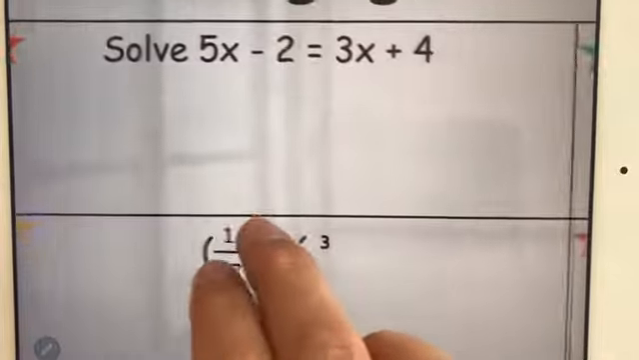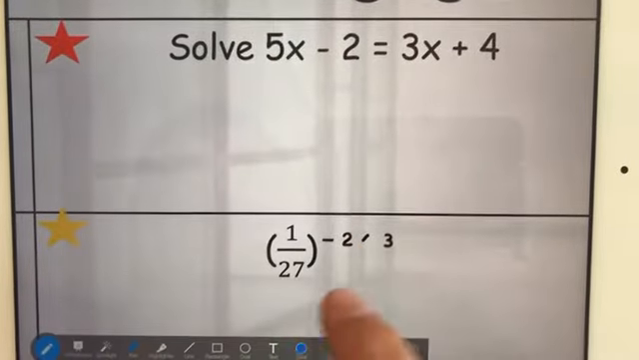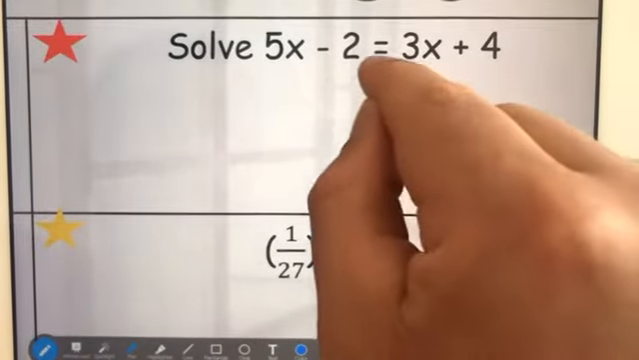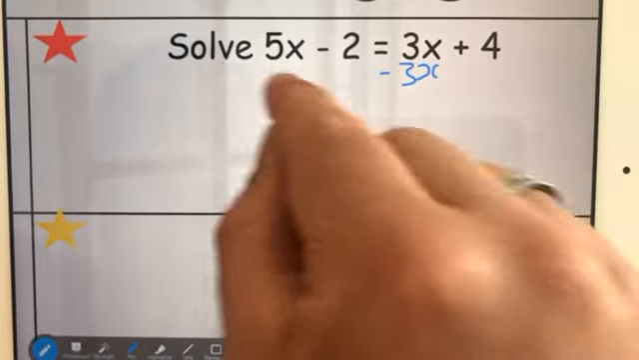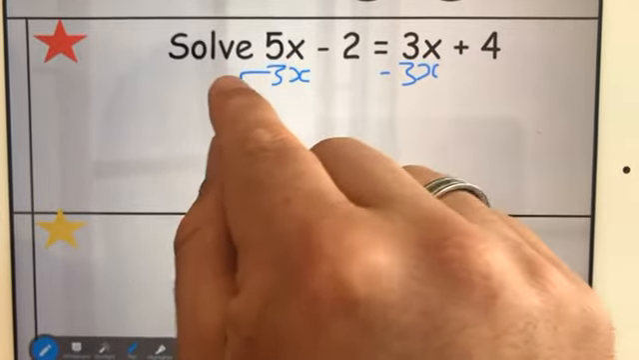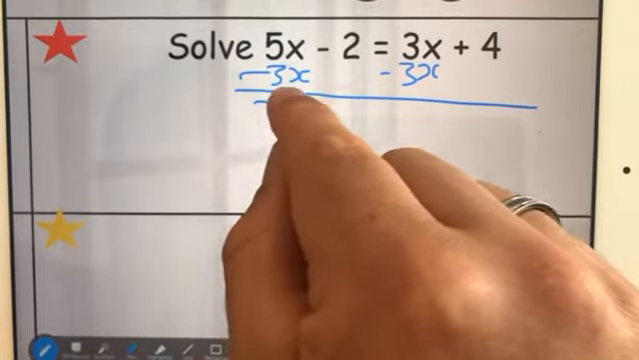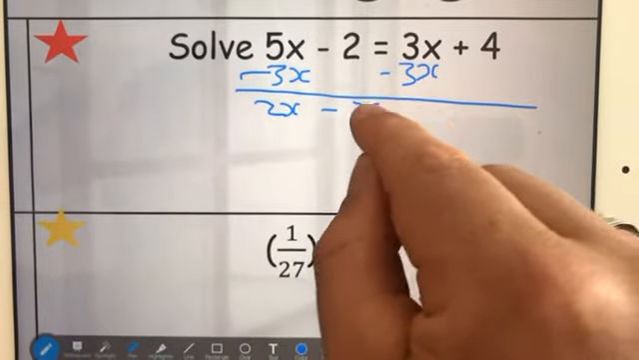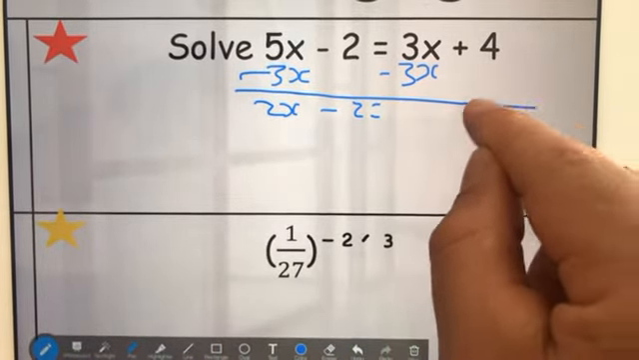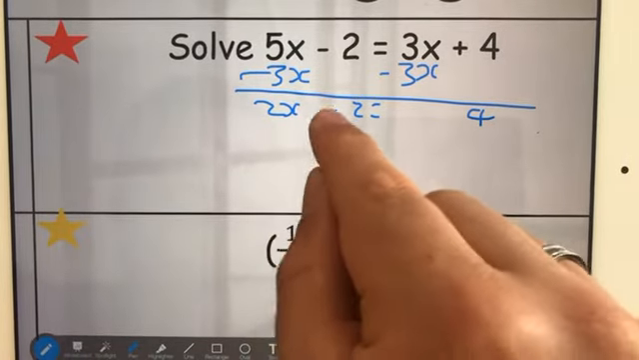2 points on that one. Next one. Right, so very straightforward solving equations. Always get rid of the smaller x first. Always get rid of the smaller letter because it makes it really nice to look at. Okay, I've got 2x take away 2, 3x take away 3x is nothing, all equal to 4. Add 2 to both sides.